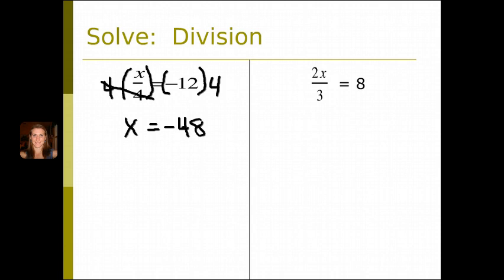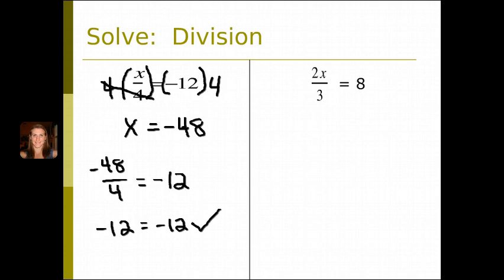To test our work, we plug this back in. Negative 48 over 4 equals negative 12. Negative 48 divided by 4 is negative 12. Therefore, our equation is balanced and our work checks out.